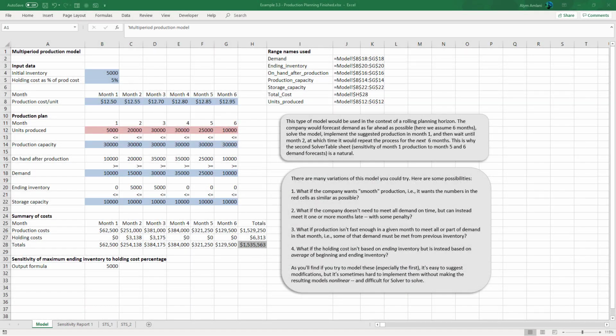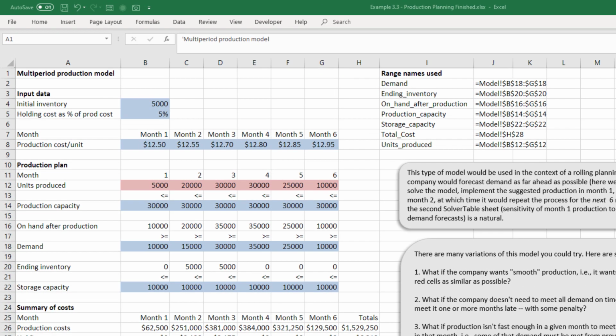Example 3.3 is looking at a multi-period production model. In a multi-period production model, it's not about how many products we make, it's about when we make them. This is a little bit of a different model to think about, and I don't think it is as intuitive to interpret the sensitivity report.